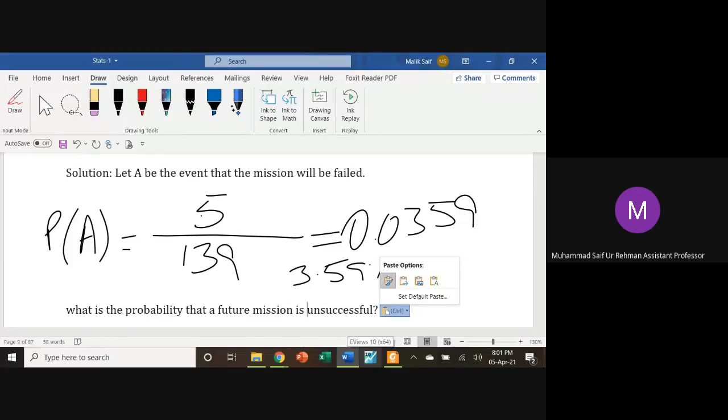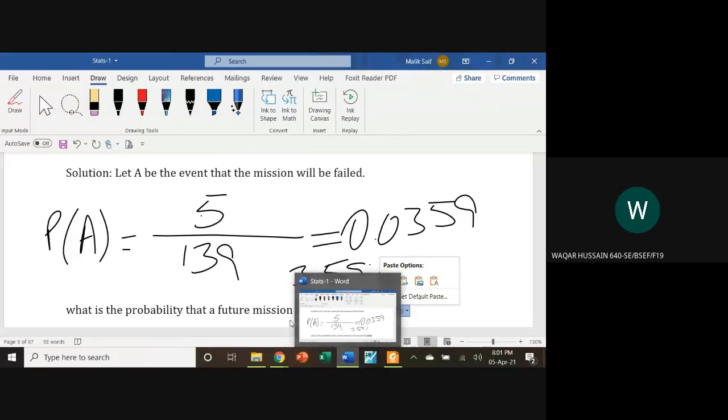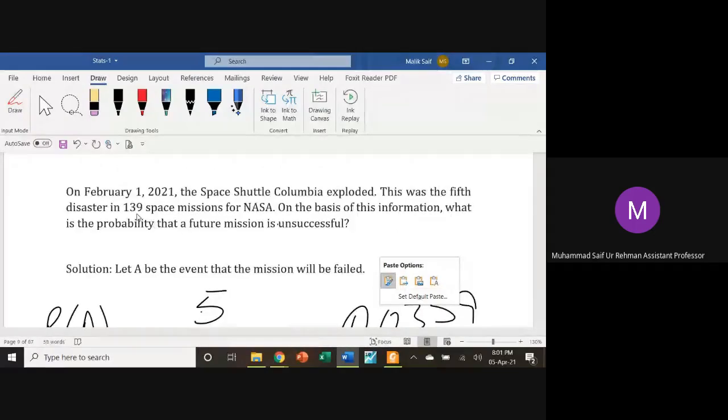Sir, excuse me sir, where did this 139 come from, sir? 139 is there in the question. I have written it on my own. I have simply changed the data. Okay sir, okay.